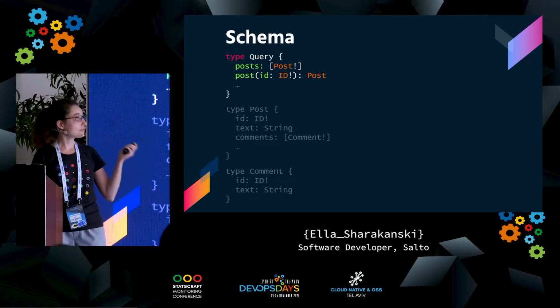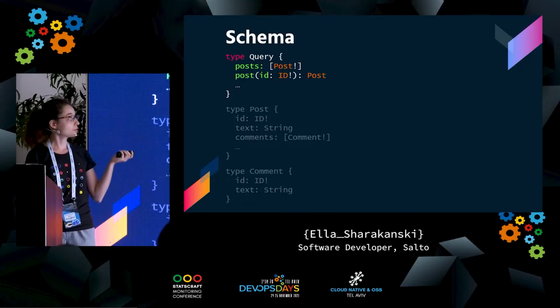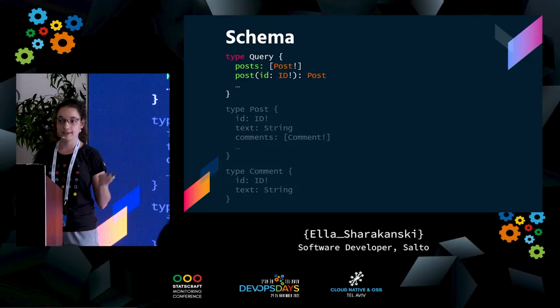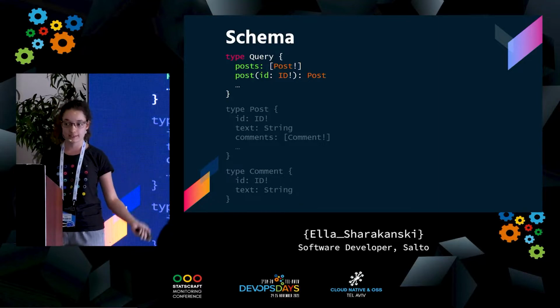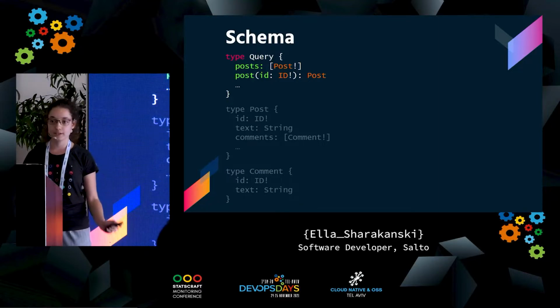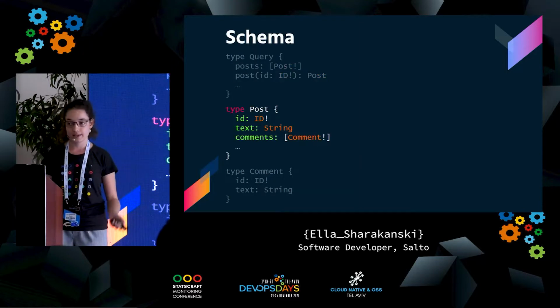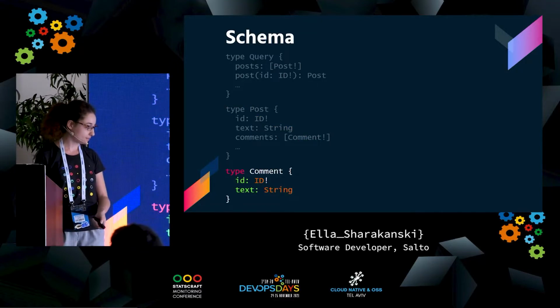First, we have the top-level query, and inside we have our top-level queries. Posts, which returns a list of posts, and a single post, which receives an ID and returns a post with this ID. Exclamation mark stands for not nullable. Now the type post has ID, text, and a list of comments, and the comment type has ID and text.